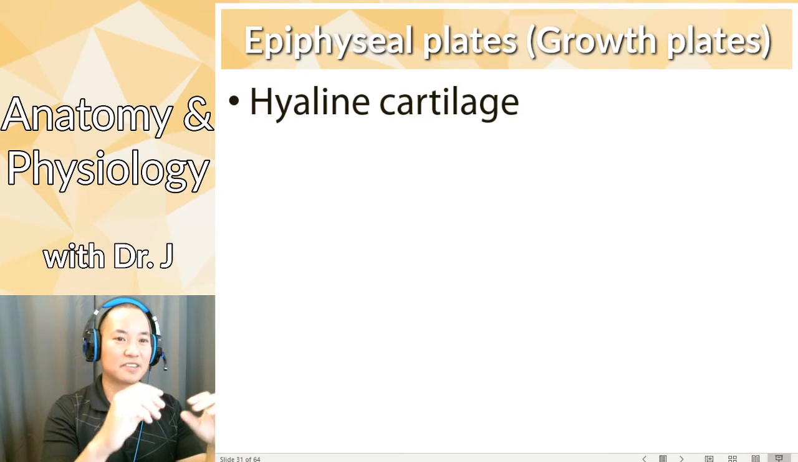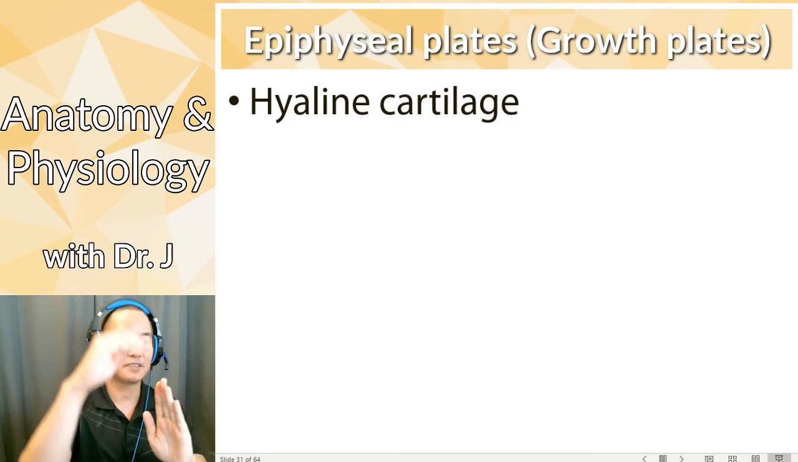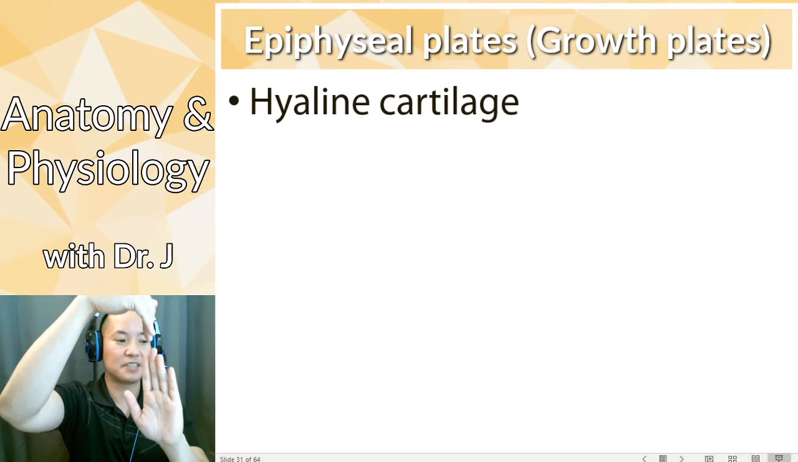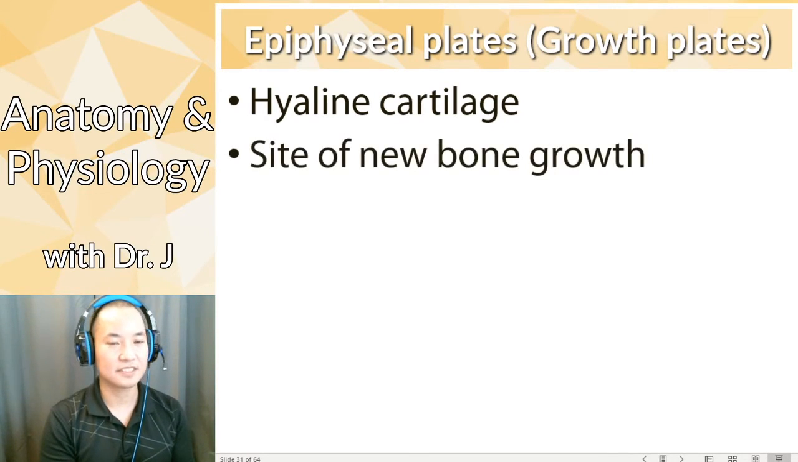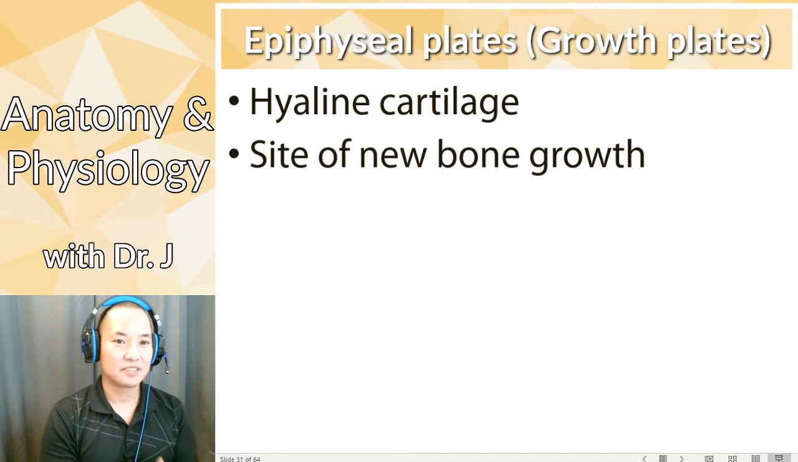Well, you still have a little cartilage as you go from the middle, where the two centers are meeting. You're going to have a little cartilage left over in the middle. So this is the site of new bone growth. So this involves endochondral ossification as well.